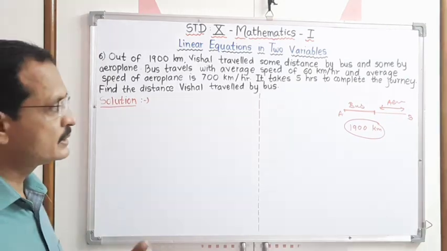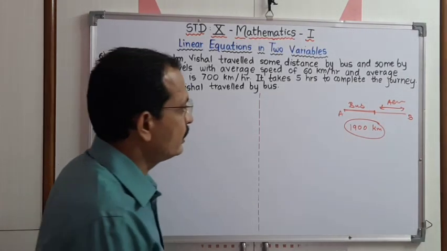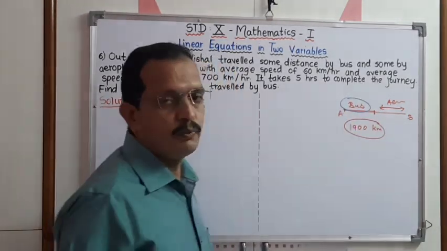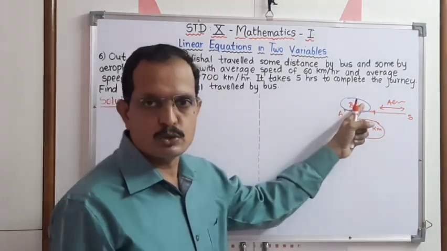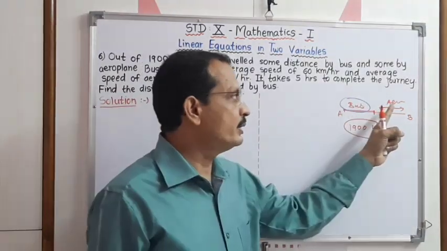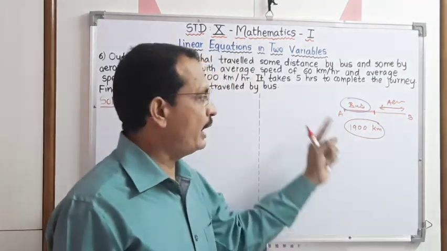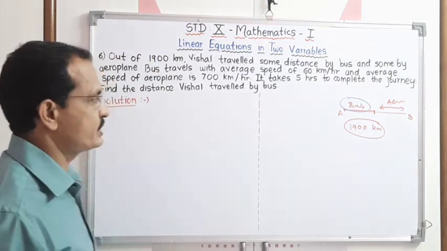For that purpose, see here. Now I think everyone understood that we have to take the distance traveled by bus to be x kilometer, and the distance traveled by aeroplane to be y kilometer, and x plus y is equal to 1900 is our first equation.